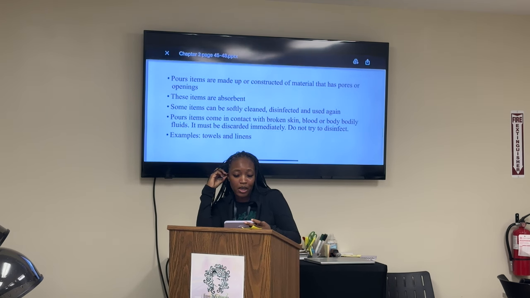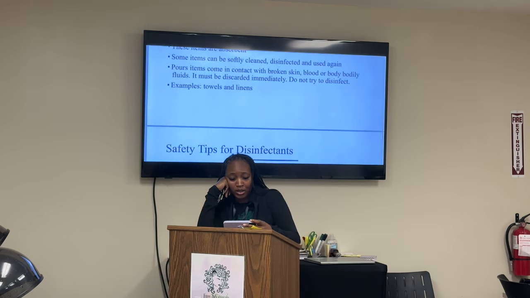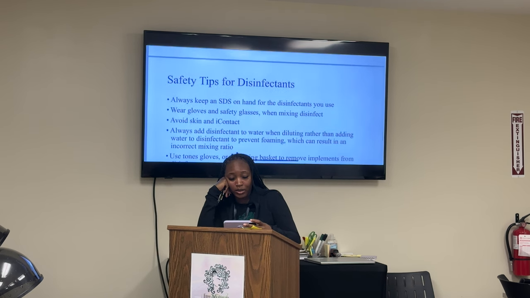Porous items are made up or constructed of material that has pores or openings. These items are absorbent. Some items can be softly cleaned, disinfected, and used again. If porous items come in contact with broken skin, blood, or bodily fluid, they must be discarded. Do not try and disinfect. Examples are towels or linens.